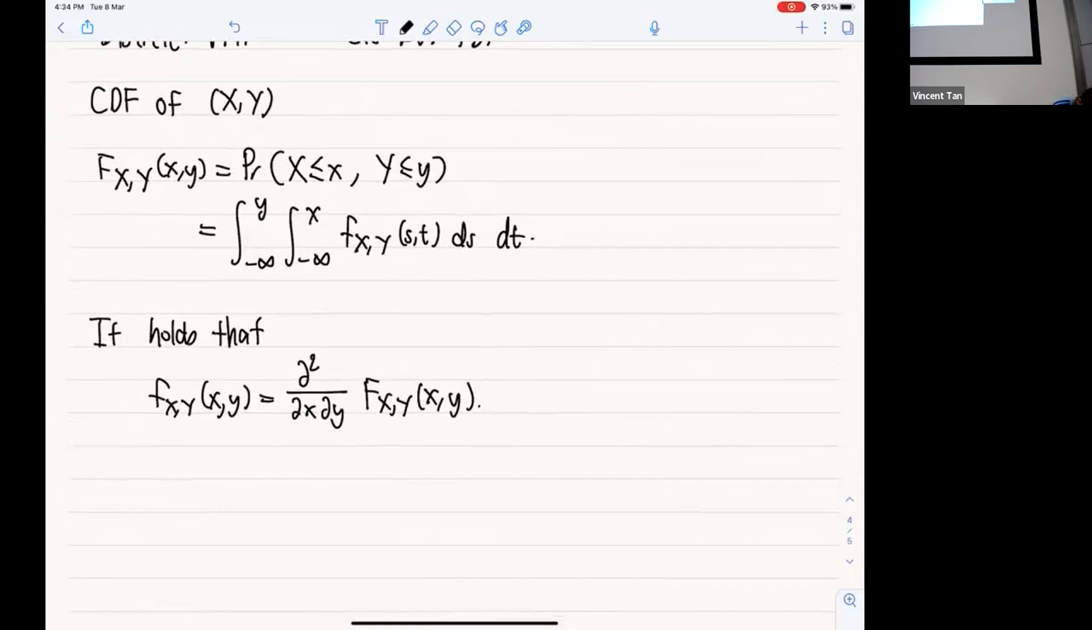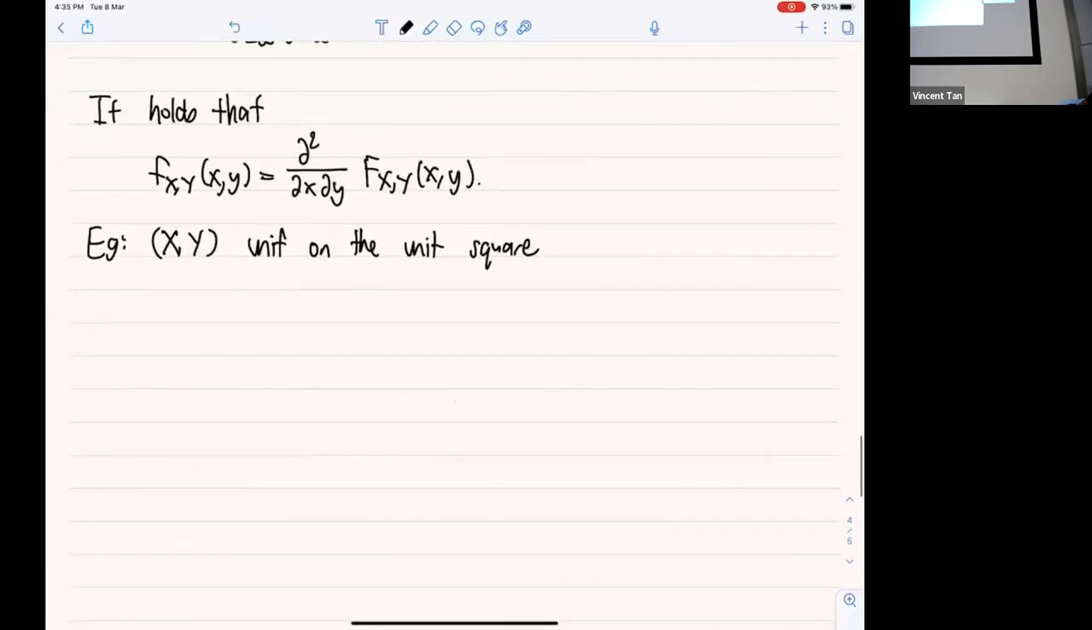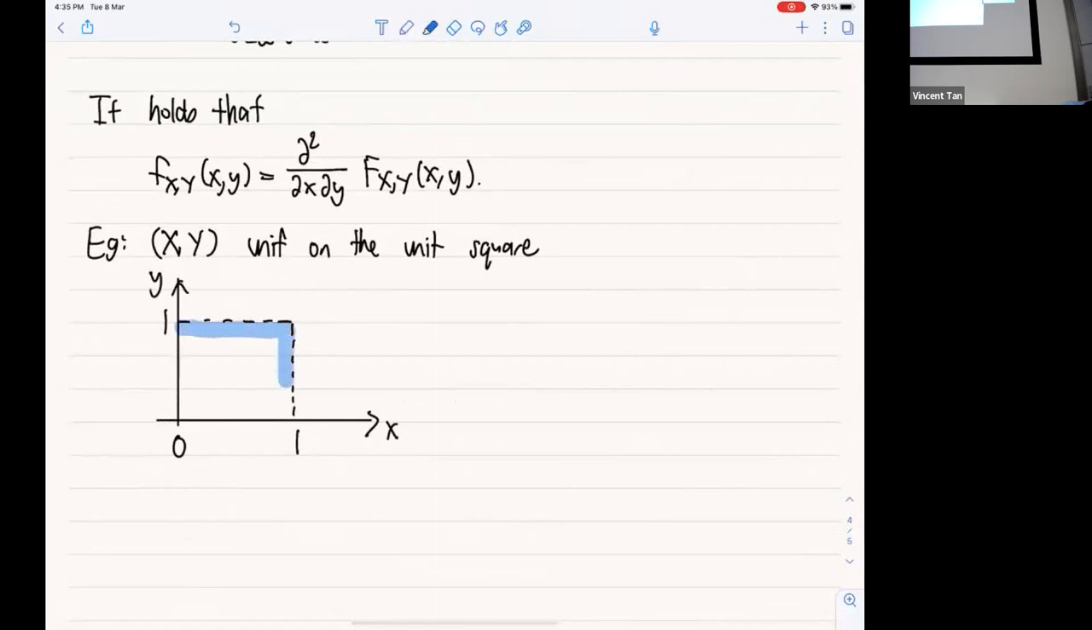Okay, so let me provide a simple example to illustrate these definitions. Let's consider X, Y to be uniformly distributed on the unit square. So that means that the PDF looks like this. I'm not going to draw three-dimensional, I'm just going to draw two-dimensional. So from 0 to 1 here, this is X, this is Y. And in this region here, the PDF is uniform.